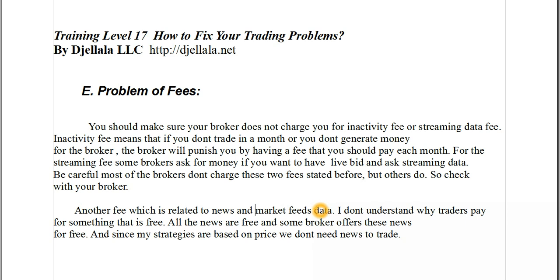I'm not saying stupid things, but try to understand that this news and market feed data are free and you can get them for free. All this news is free and some brokers offer this news for free. And since my strategies are based on price, we don't need news to trade. It means in general, I don't use news to trade.